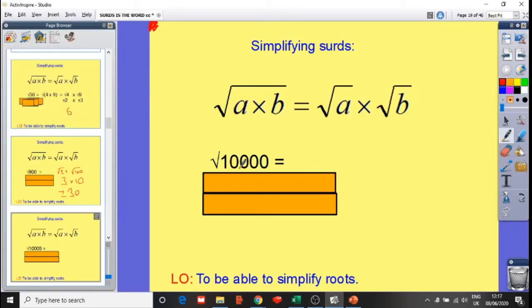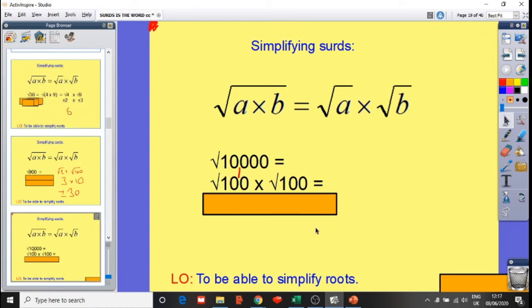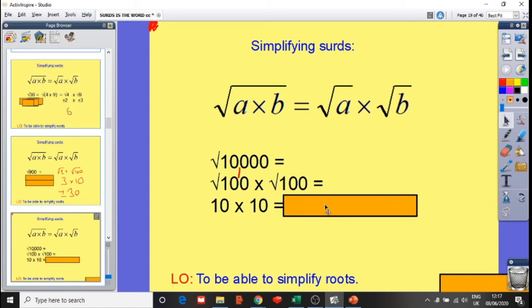So you've got the square root of 10,000. Now ask yourself if there are any square numbers going into that. Actually, yes, 100 is a square number, and that can be written as the square root of 100 times the square root of 100. I know the square root of 100 is 10, so I can write this as 10 times 10, which is 100. So I know the square root of 10,000 is 100.